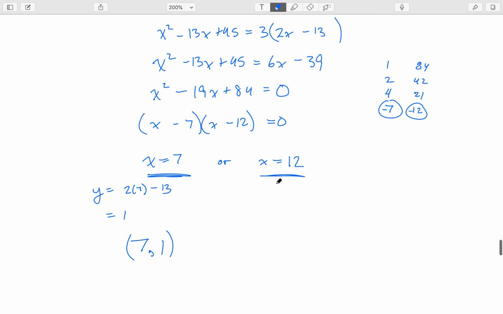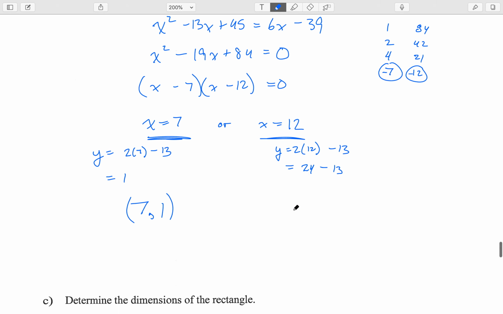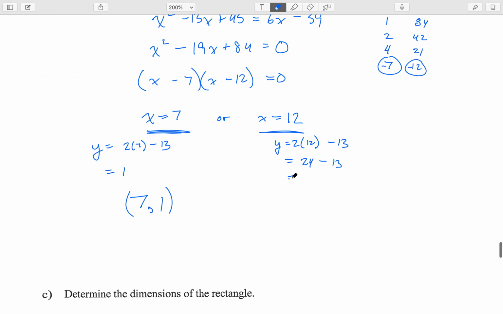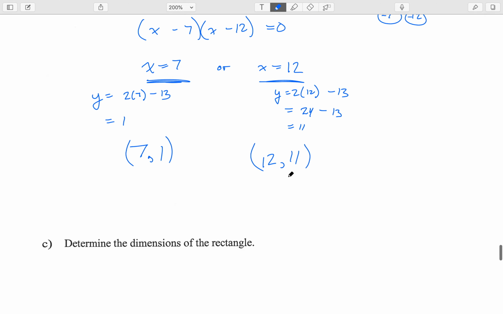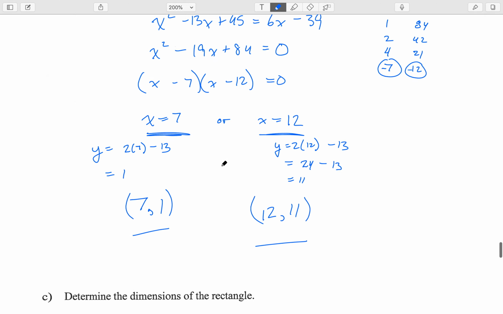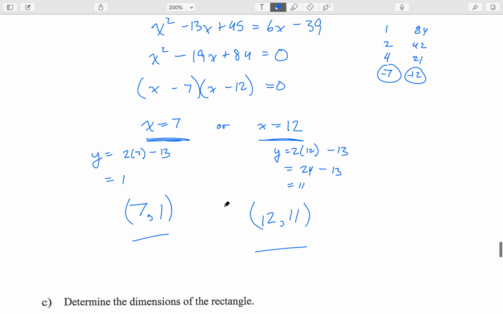Hang on, let's try the other one. Y is equal to 2x minus 13. So in other words, it's 24 minus 13, which is 11. So when the x value is 12, the y value is 11. That one might work. Okay, so there's the solution to this system.